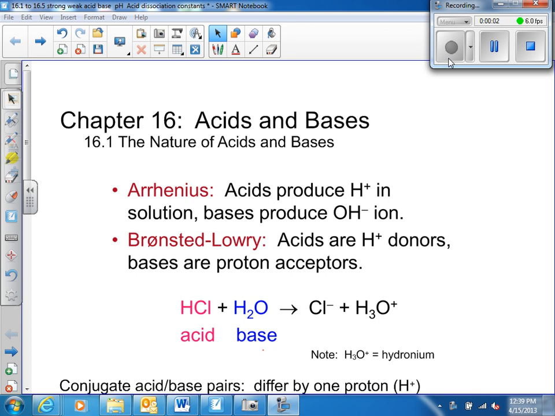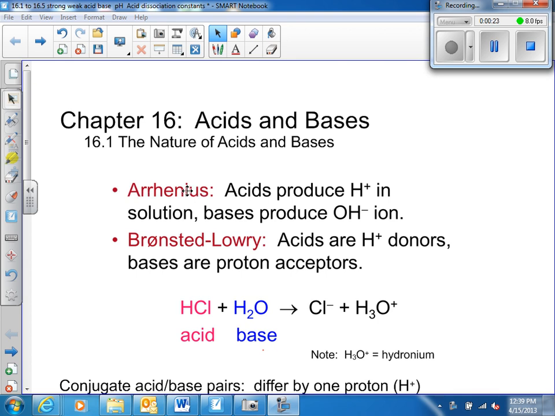We're now moving on to Chapter 16. It's a continuation of equilibrium, but we're going to be talking about acids and bases. You'll be learning a little more, and you'll learn about equilibrium reactions for acids and bases. First, we're going to start with a few definitions. And you've seen acids and bases before, so some of this will be review.